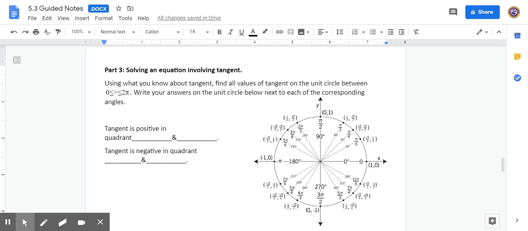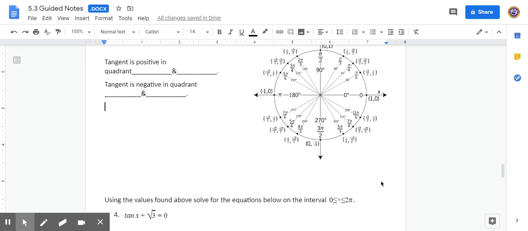So here, now what happens if we want to solve a trig equation involving tangent? We're going to start by figuring out what tangent is for the unit circle. So using what you know about tangent, find all values of tangent on the unit circle between 0 and 2 pi. We're going to start at 0 and just do the first quadrant. And if we know the first quadrant, we can relate it to the rest.